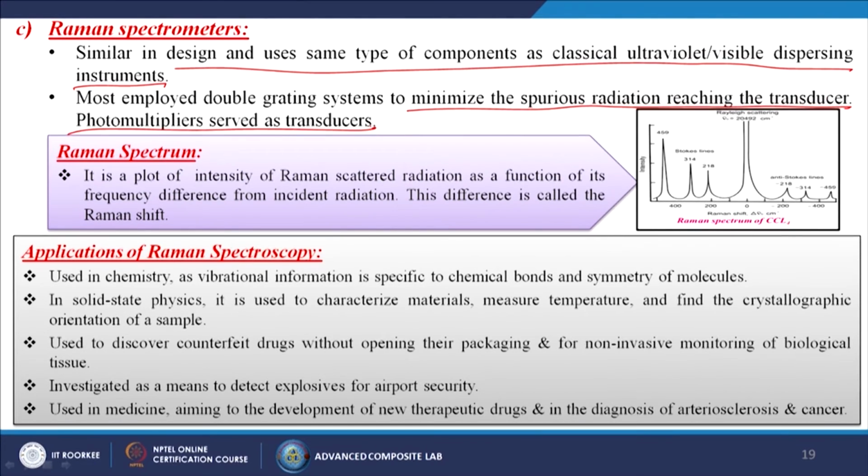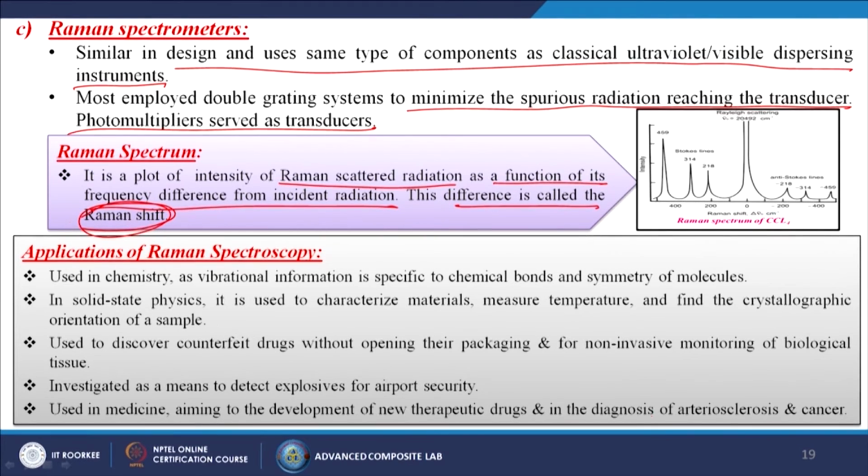Photomultipliers serve as transducers. A Raman spectrum is a plot of the intensity of Raman scattered radiation as a function of its frequency difference from the incident radiation. This difference is called the Raman shift.